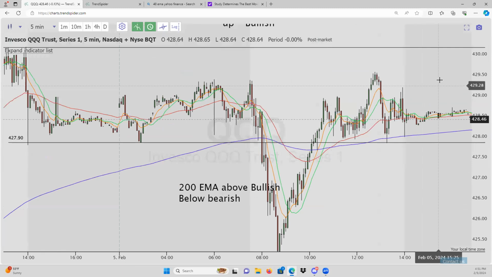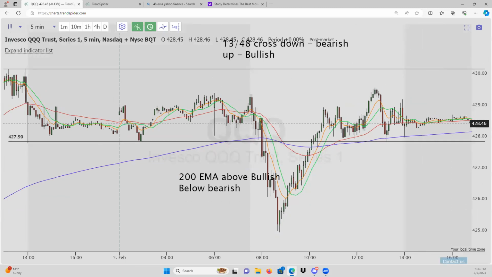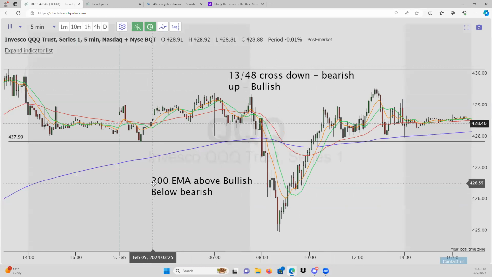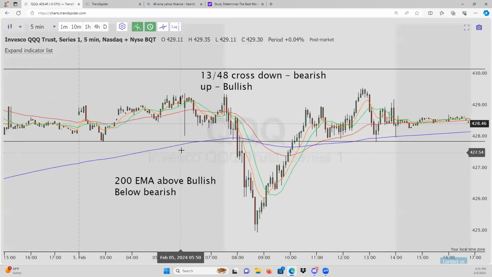So great. Now we have a couple of different things going for us on this BBR strategy, right? And if you guys want more information, we have a whole bunch of threads and a bunch of trade recap videos, or you can rewatch this one as well. So great. We have the 1348 cross down will be bearish, up will be bullish, 200 EMA above is bullish, below is bearish. So let's take a look here.